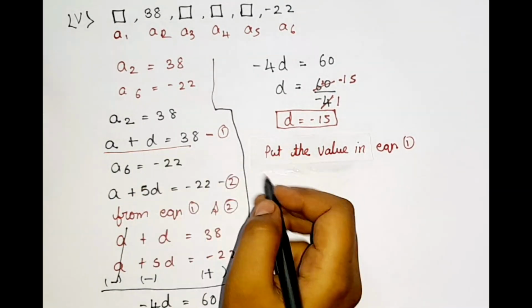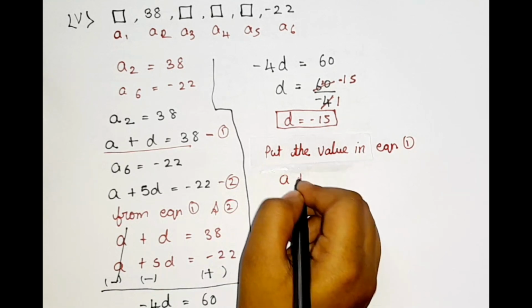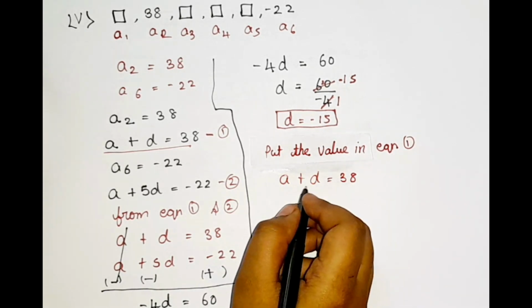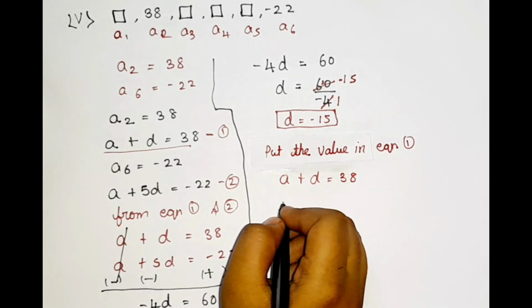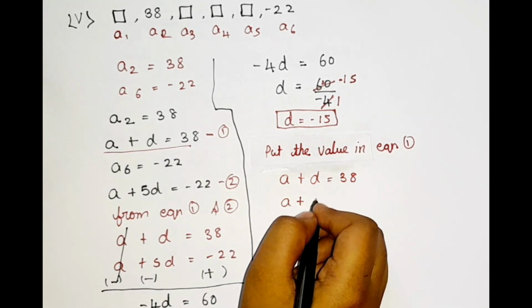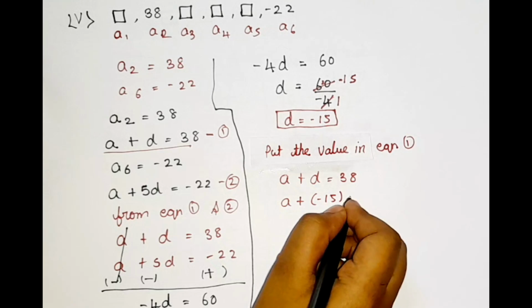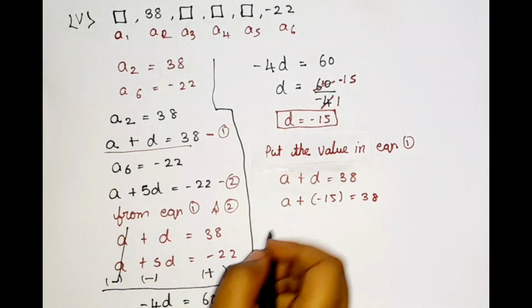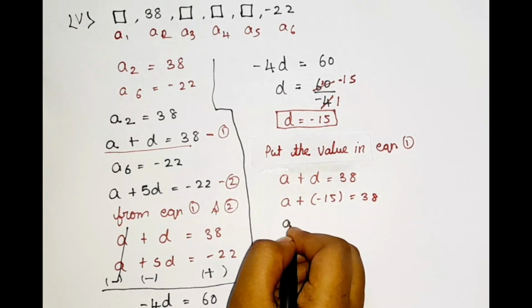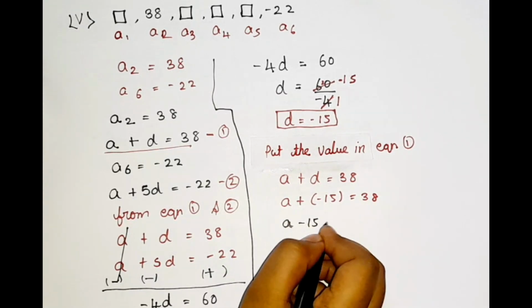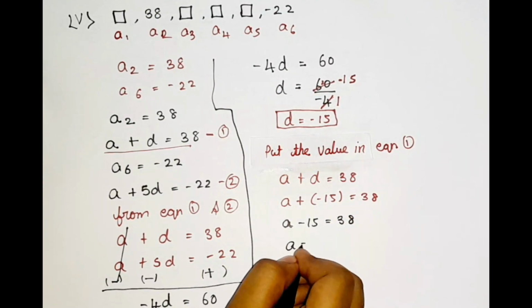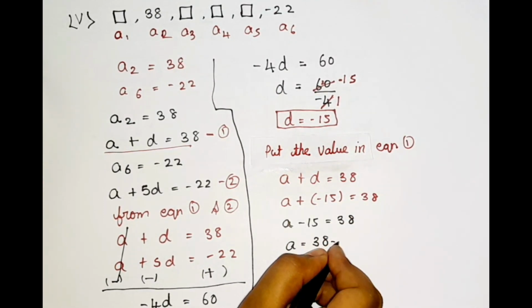So let us put the D value. So A plus D is equal to 38. So this is the equation number 1 value. Okay, so A plus D value, minus 15, is equal to 38, and then A plus into minus is minus 15 is equal to 38. Okay, so A is equal to 38 minus, sorry, here it's plus 15.